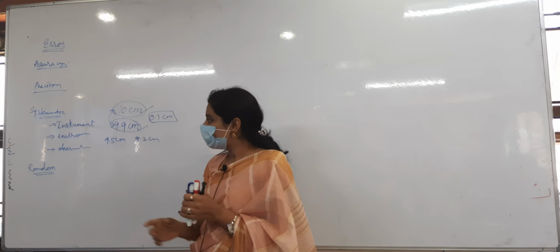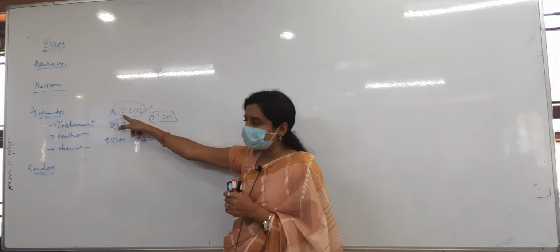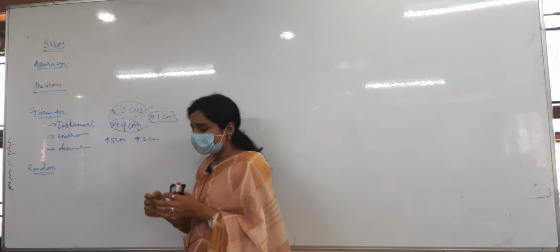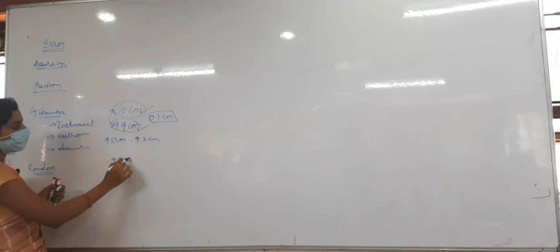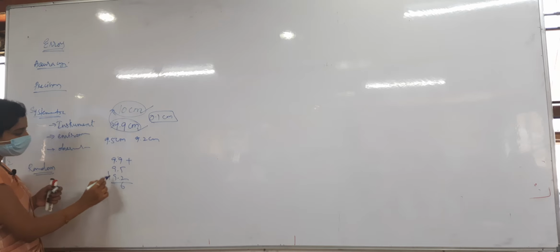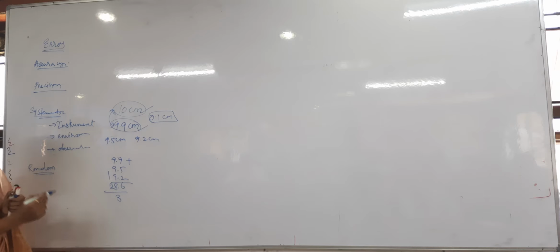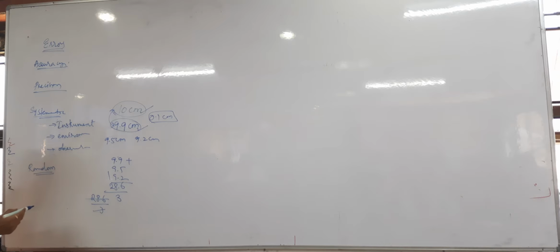For example, I got these 3 measurements here. My true measurement is 10 centimeter. Whenever I take the average value here, 9.9 plus 9.5 plus 9.2 is 28.6. That divided by the number of measurements, 3. So 28.6 by 3, how much will you get here? 9.5 approximately. This is almost the accurate value.